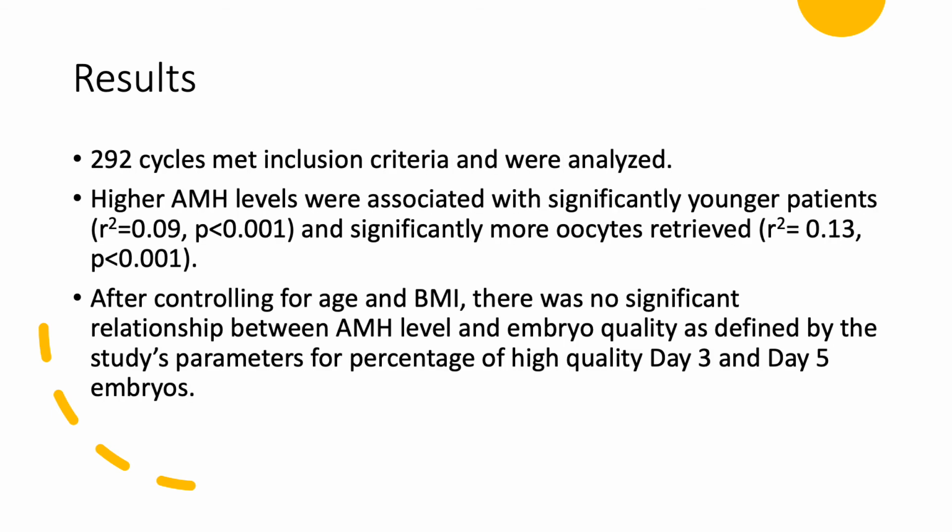Results: 292 cycles met inclusion criteria and were analyzed. Higher AMH levels were associated with significantly younger patients, R-squared was 0.09 with a p-value of less than 0.001, and significantly more oocytes retrieved, R-squared of 0.13 with a p-value of less than 0.001.